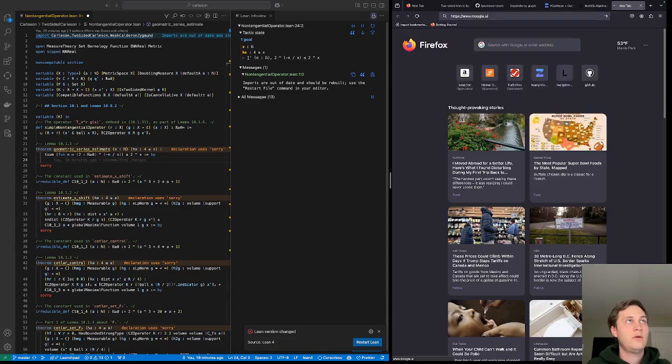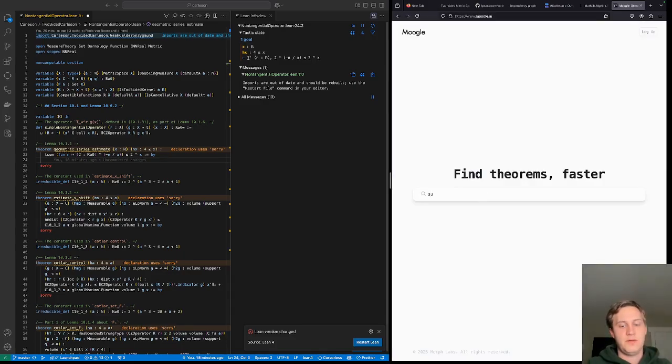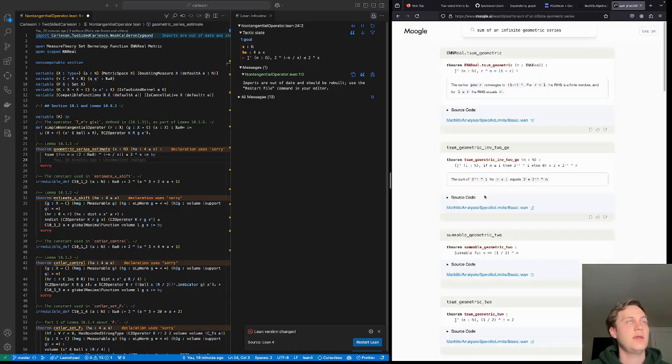Google: sum of an infinite geometric series. ENN real. T sum geometric. Is this it? T sum geometric. Something raised to the power n equals 1 minus r. Yeah, inverse of 1 minus r. This looks right. Cool. Now it's specifically for extended non-negative reals, which is not what we have, we just have real numbers here, right? But presumably t sum.